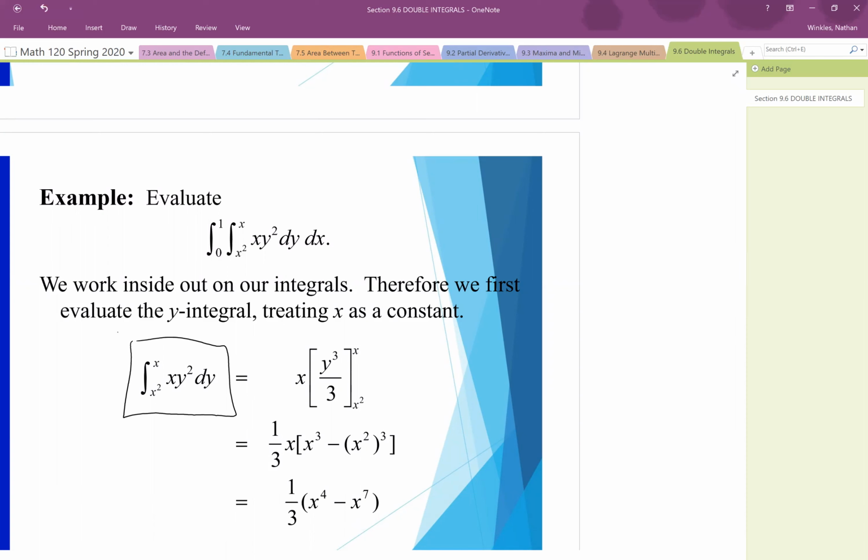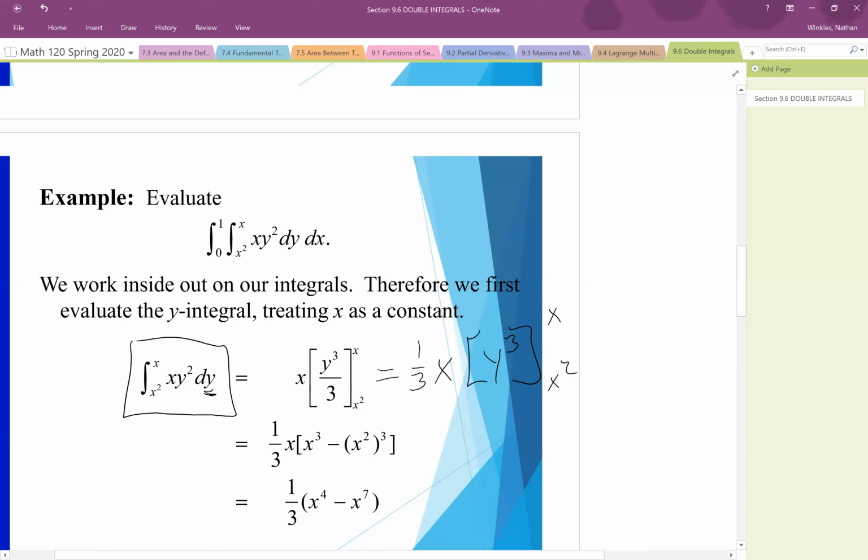Remember, we are integrating with respect to y right now. So since we are with respect to y, everything else is a constant. So if I bring that x all the way to the outside, I integrate my y squared. The integral of y squared is y cubed over 3. And then we're going to evaluate the y variable from x squared to x. So if we rewrite this a little bit, we make this 1/3 x times y cubed evaluated from x squared up to x.